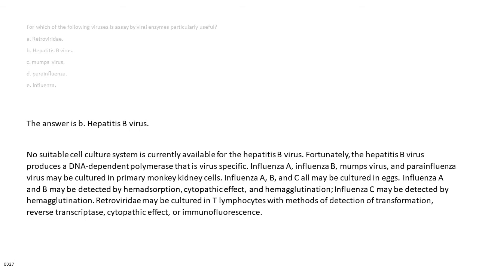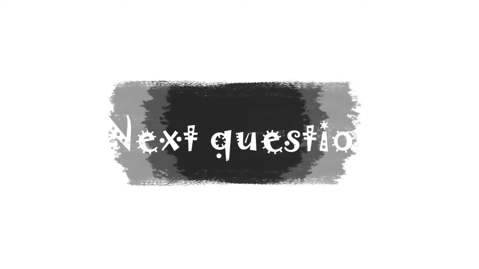Influenza A, B, and C all may be cultured in eggs. Influenza A and B may be detected by hemadsorption, cytopathic effect, and hemagglutination. Influenza C may be detected by hemagglutination. Retroviridae may be cultured in T lymphocytes with methods of detection of transformation, reverse transcriptase, cytopathic effect, or immunofluorescence.